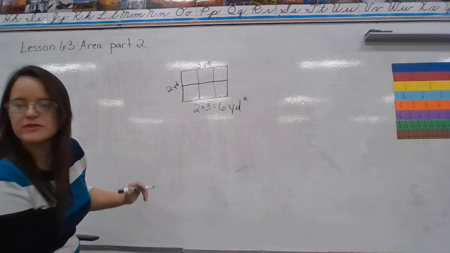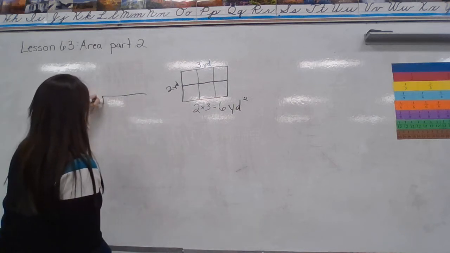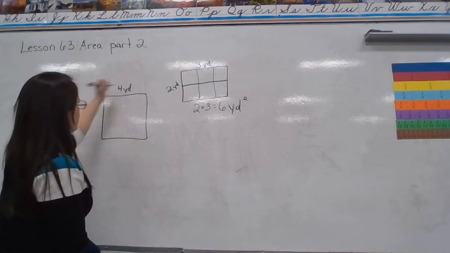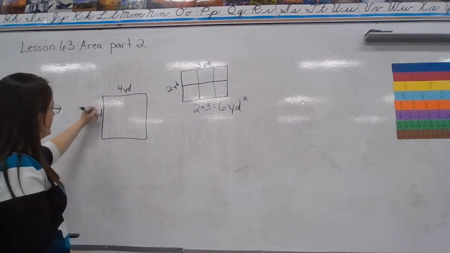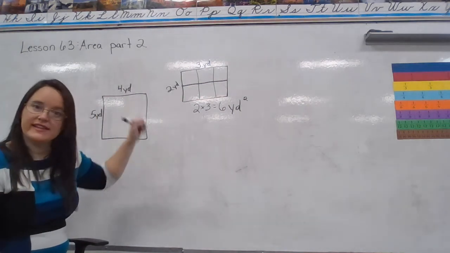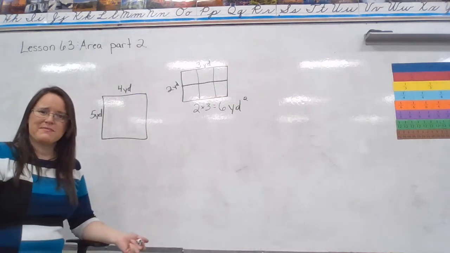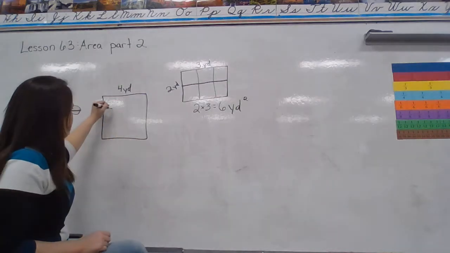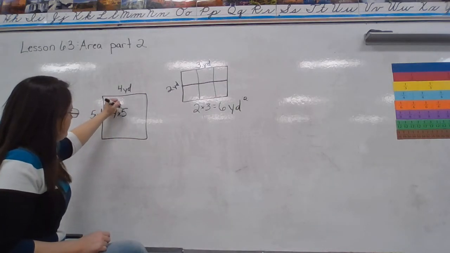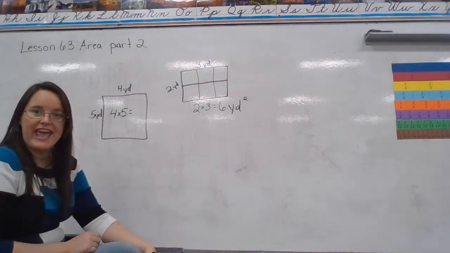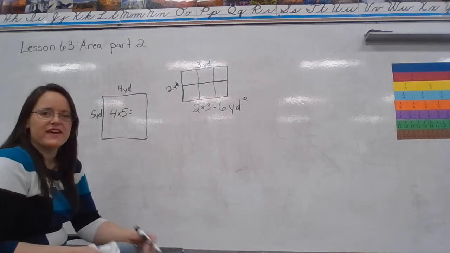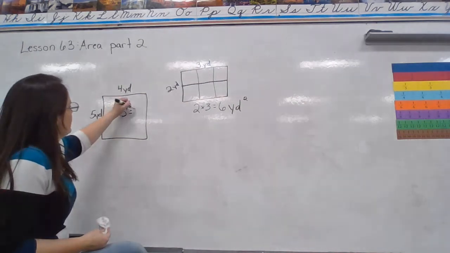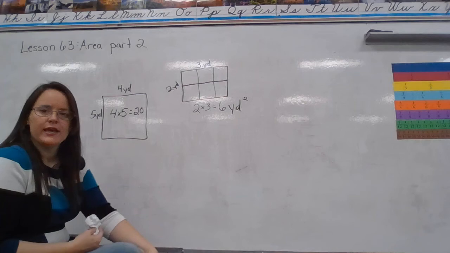Let's see, they told us it was 4 yards wide and 5 yards long. So 4 this way, 5 this way. I could draw in the square grid if I wanted, but I'm getting pretty good at this multiplication stuff now, and I know that if I do 4 times 5, I'm going to end up with my area. So 4 times 5, I could count by 5s really quick. 5, 10, 15, 20. 4 times 5 equals 20.